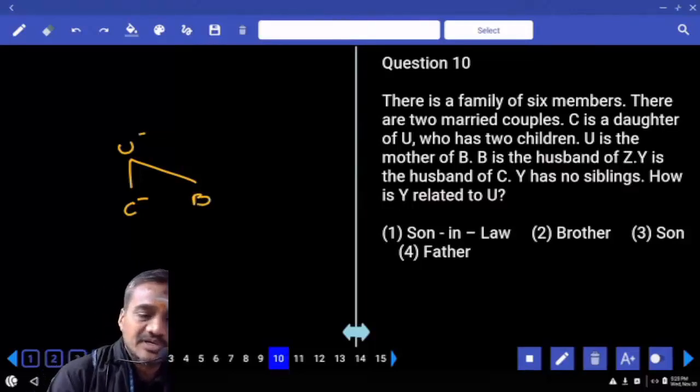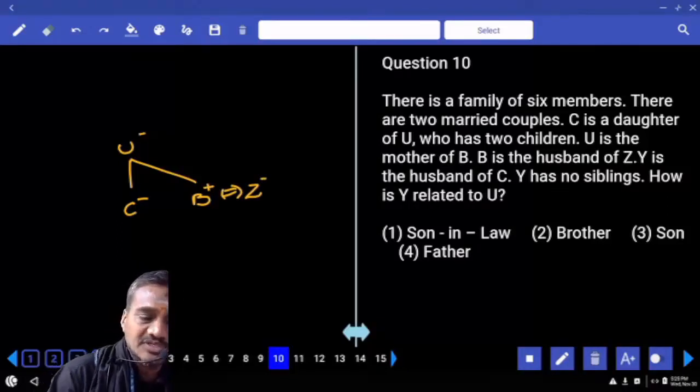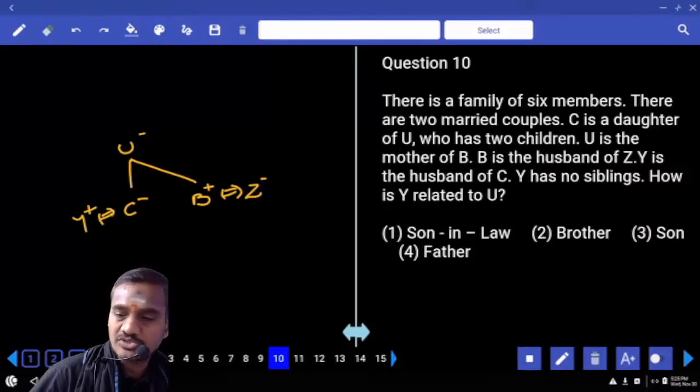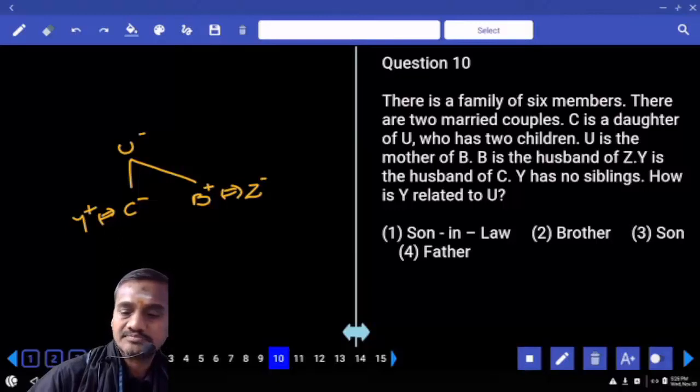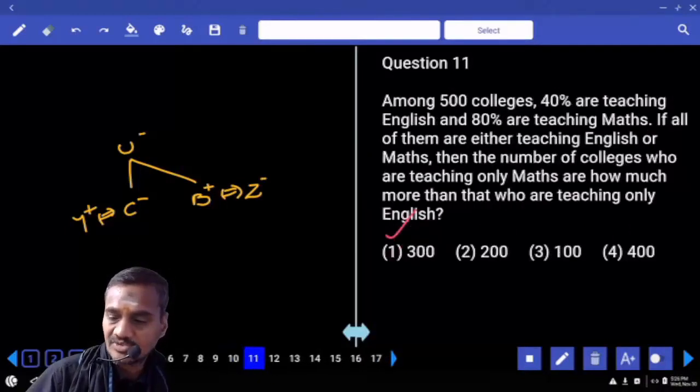And B is the husband of Z. B and Z got married, Z is a female. Y is the husband of C, isn't it? And Y has no siblings. And how is Y related to U? Now U's daughter's husband. Daughter's husband, son-in-law. Son-in-law, that is choice 1, question number 10. Son-in-law, choice 1.